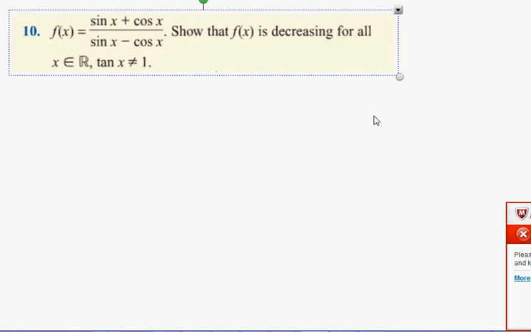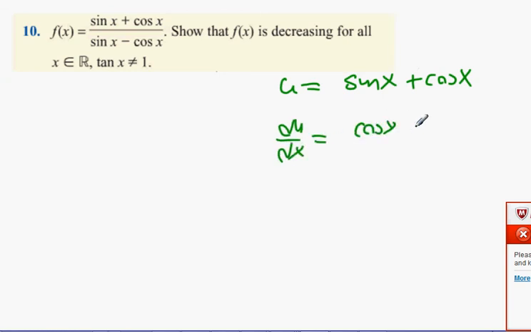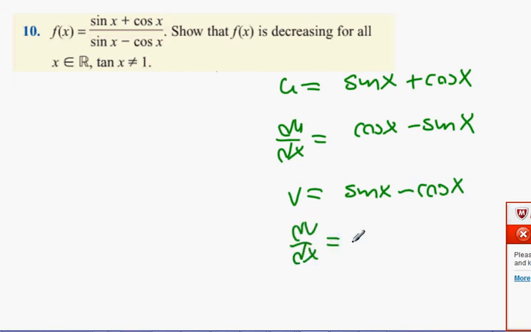Now, final one of the batch. Prove that this is decreasing for all x element of R. This is a tough one, not necessarily because of the question itself, but because of the differentiation. Sin x plus cos x over sin x minus cos x. When you differentiate the top, what happens? Cos x minus sin x, and then v is sin x minus cos x. What about dv dx? Plus sin x, because it's going to be a minus sin x, which gives me a plus sin x.